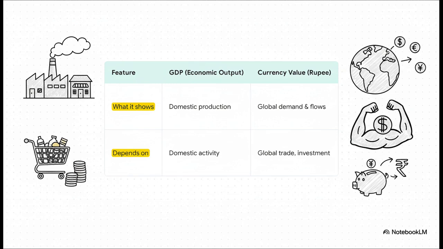GDP is all about the health of the domestic economy, how much stuff is being made and sold inside the country. But a currency's value, that's decided by global factors, things like trade, international investment, and how it stacks up against other currencies, especially that super strong US dollar. A healthy domestic economy just can't always shield its currency from powerful storms happening outside its borders.